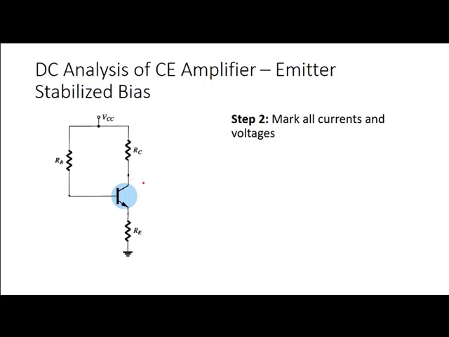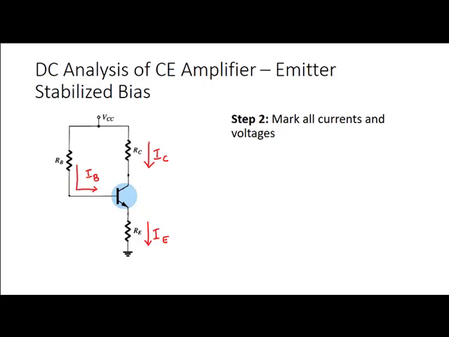Next step is to mark all the currents and different node voltages. So let me mark different currents. The current flowing through the resistor RC is the collector current. So I'll mark it as IC. This flows into the collector terminal of the BJT. The current that flows through resistor RB is the base current. This current flows into the base of the transistor. I'll mark it as IB. And the current that flows out of the emitter terminal and through the emitter resistor RE is the emitter current. I'll mark it as IE.